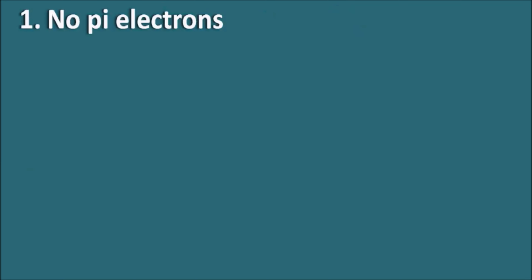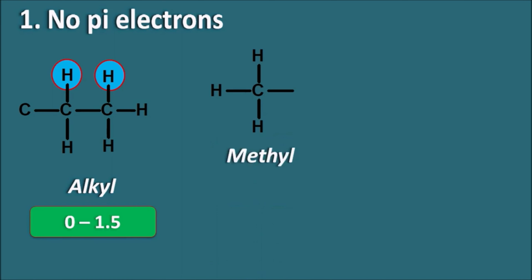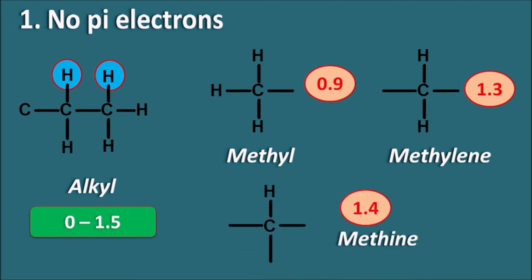Let us start with the protons which do not have any pi electrons. The simple one is the alkyl protons. In the alkyl protons, you can see that these protons are attached to a carbon which is not attached to any pi bond or n electrons. So these are going to fall in the chemical shift range of 0 to 1.5. For example, we can take the methyl protons. These methyl protons approximately fall at 0.9 ppm. Similarly, methylene protons fall at 1.3 ppm, and methine protons at 1.4 ppm. This is an approximate chemical shift, but these values will change based on the structure and other functional groups present.